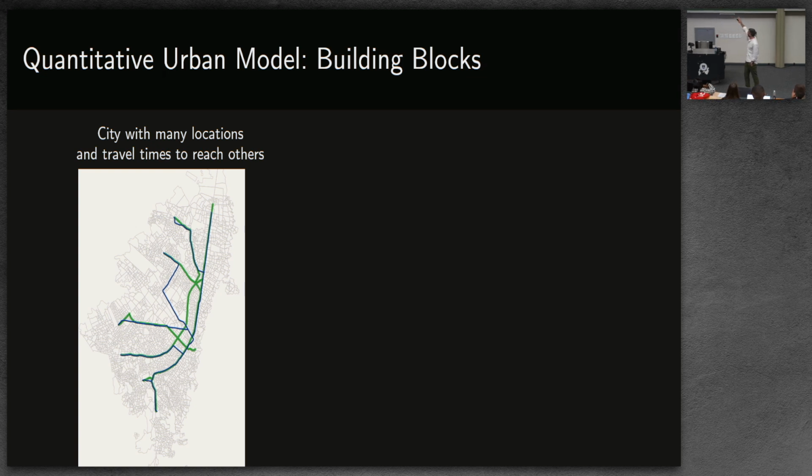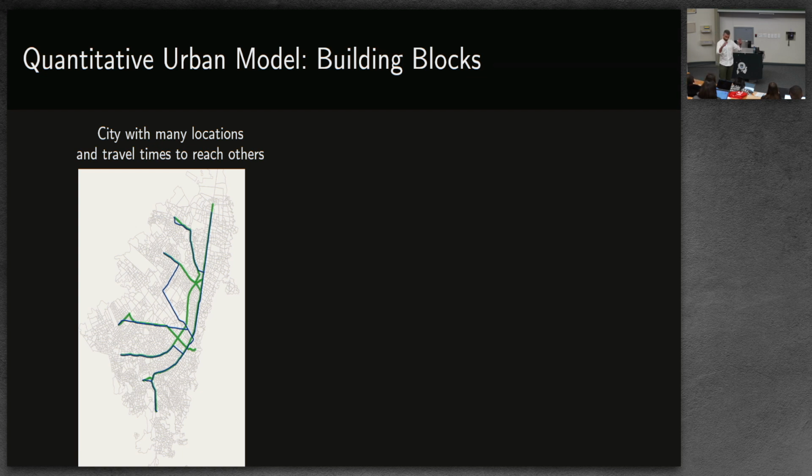So here I'm showing you an example from Bogota in Colombia. Each polygon is one of around 38,000 blocks in the city, and these lines are parts of the transit network. Okay, so that's the first part.